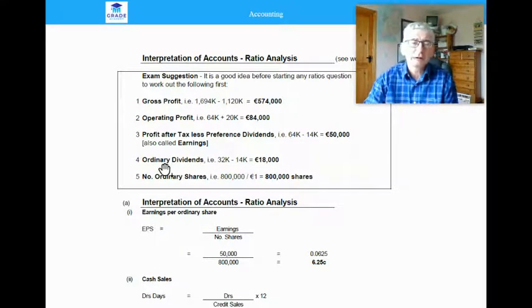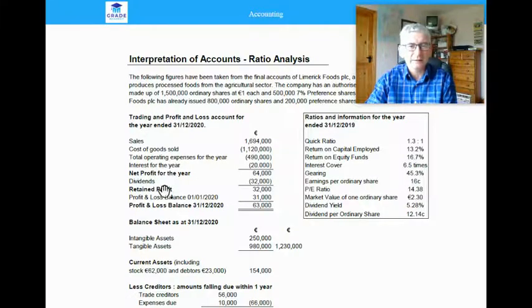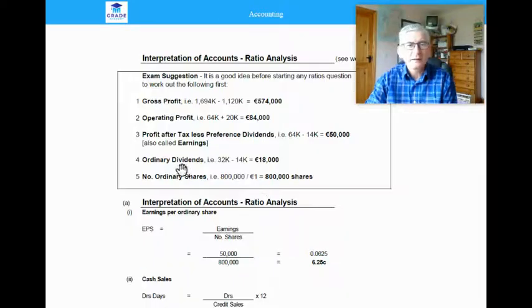The fourth figure I would strongly recommend that you work out is your ordinary dividends. Your ordinary dividends essentially are your total dividends less your preference dividends. So your total dividends here were 32,000. 32,000 minus the 14,000 preference dividends, which you've already calculated, leaves you with 18,000.